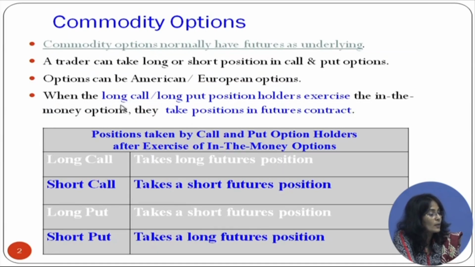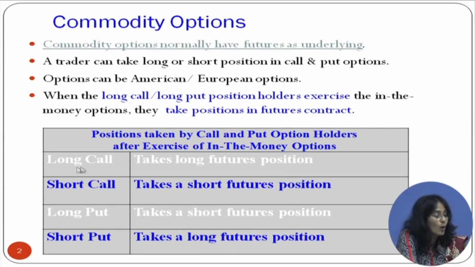Now, as I discussed, when the long call or long put position holder exercises the in the money options, they take positions in the futures contract. So when the long call position holder exercises, he takes the long futures position, and simultaneously the short call, whoever is a counterparty to long call, takes the short futures position. Similarly, when a long put position holder exercises, that party takes the short futures position, and the short put position holder takes a long futures position.